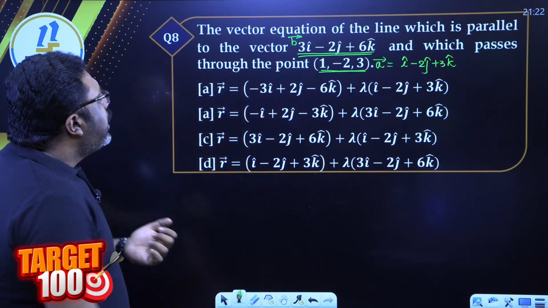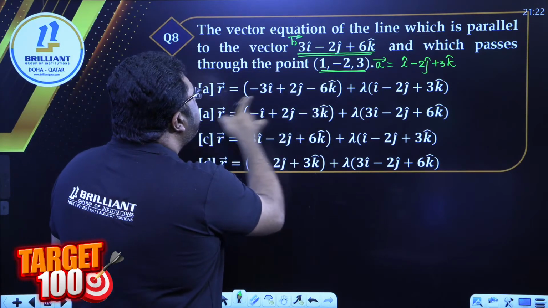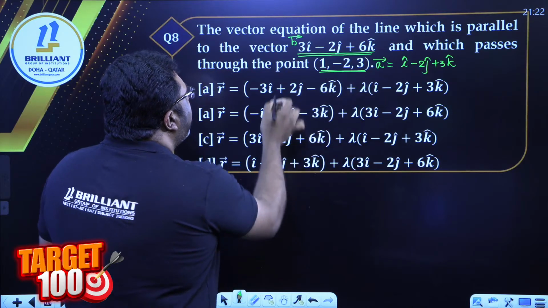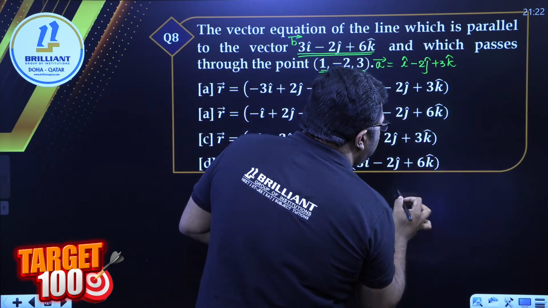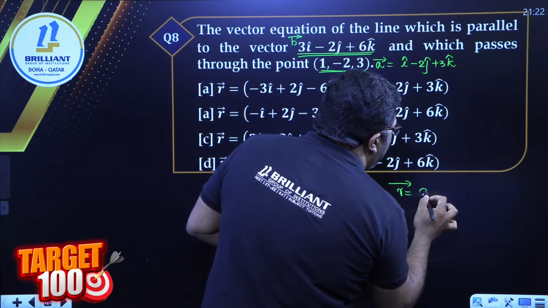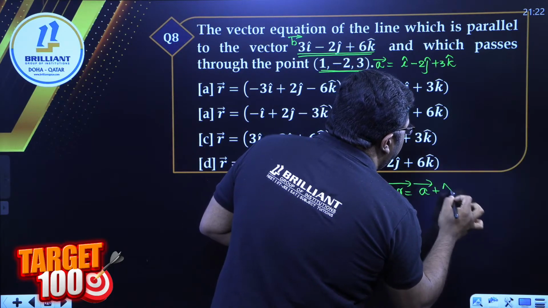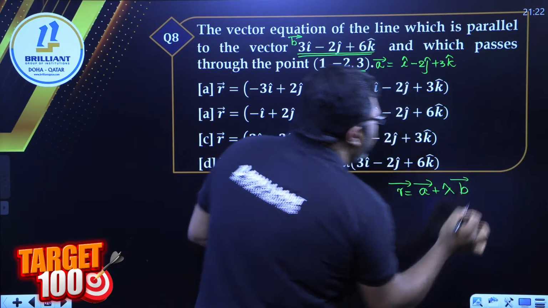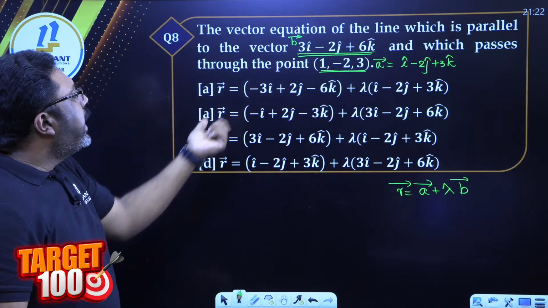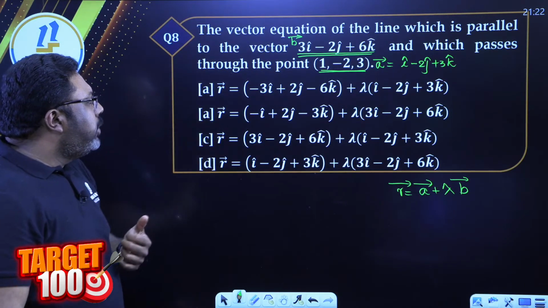Look at the options. Which vector equation has A plus lambda B? What is the vector equation of a line? R vector is equal to A vector plus lambda B vector. Both A and B are directly given to you. You can just pick up the options.